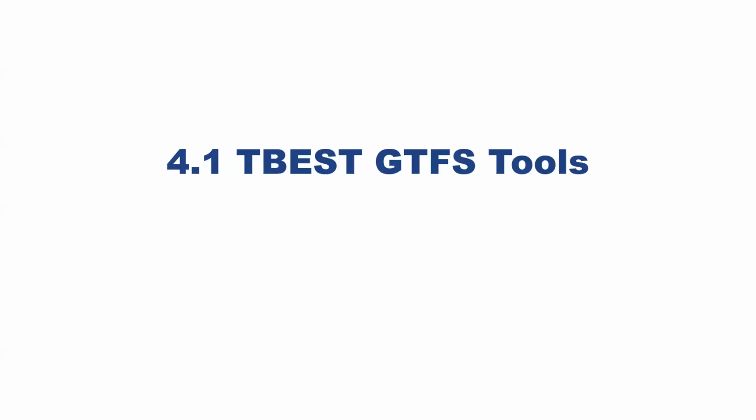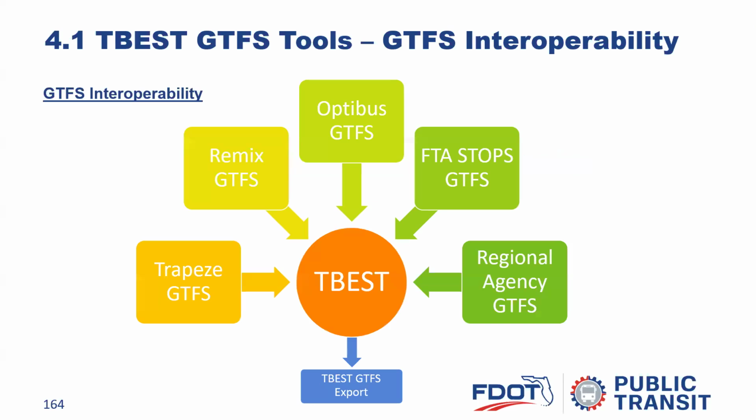Okay, so first, relative to network editing, we'll talk about the GTFS tools inside of TBEST. So basically, in terms of an overall interoperability of GTFS, clearly TBEST can take in a GTFS from any source, meaning Trapeze or Remix or Optibus, FTA Stops GTFS, or any regional agency GTFS. So not necessarily your own in terms of your agency.